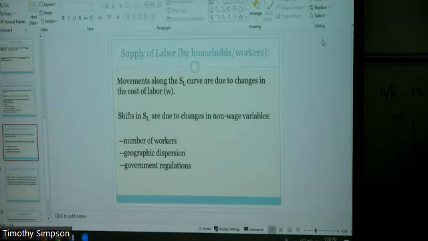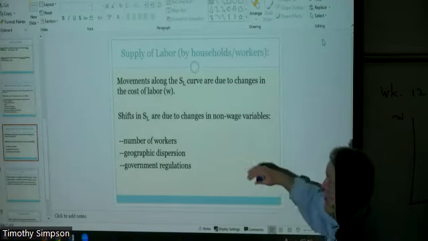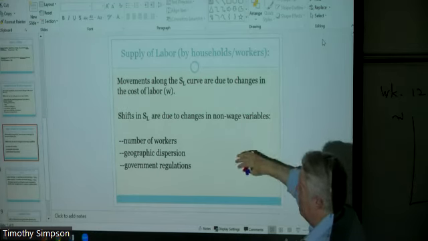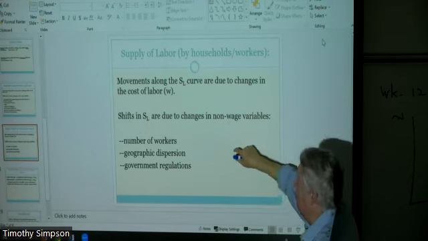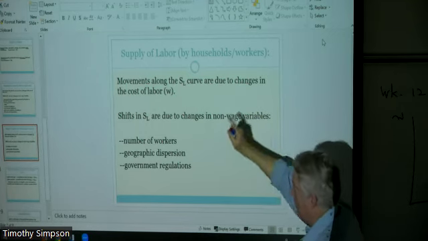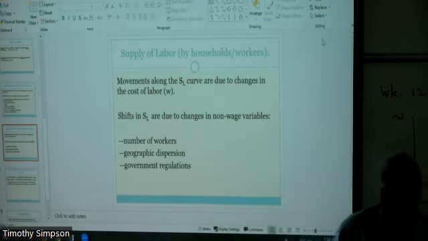A right shift is an increase. So one of the changes that can cause these, just like in the case of shifts in supply back in chapter 3 for the output market, where it's due to changes in non-price variables, since the price of labor is the wage, we're talking about shifts in the supply of labor being changes in non-wage variables. And the one that is most obvious is number of workers.